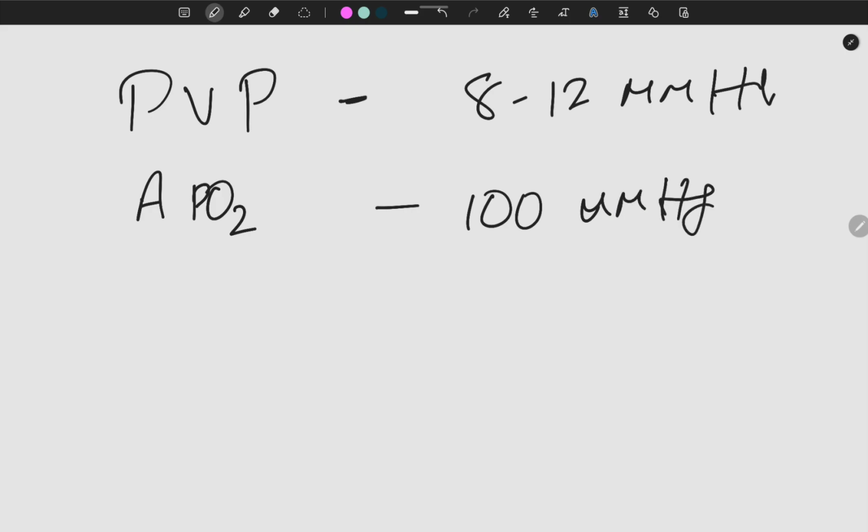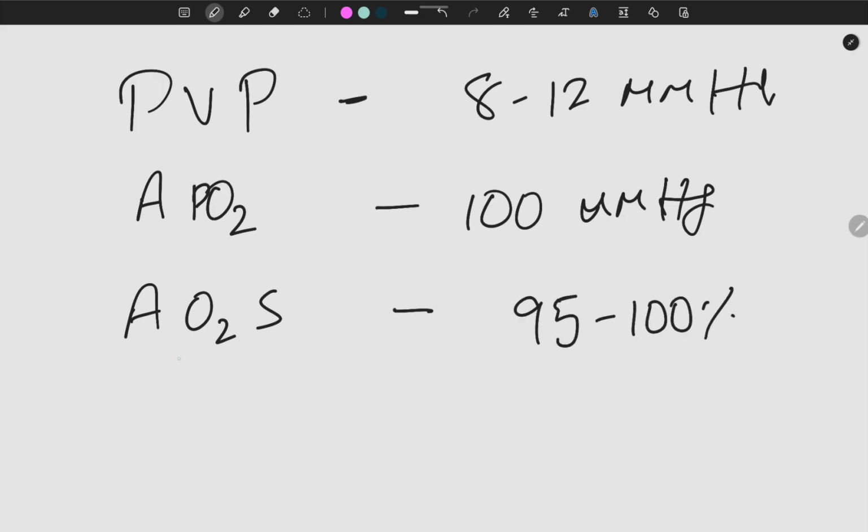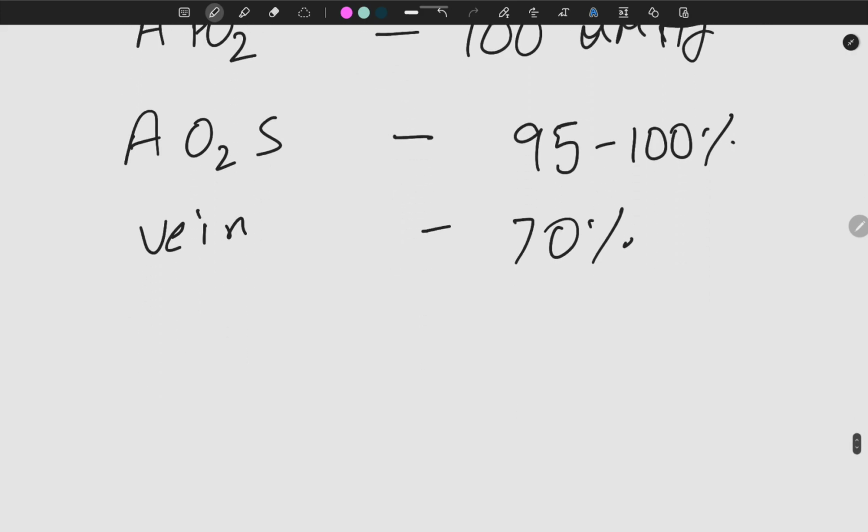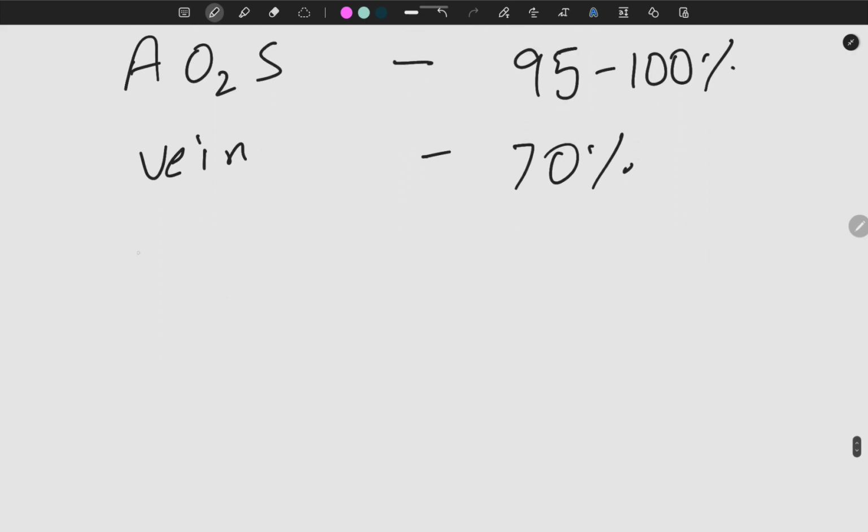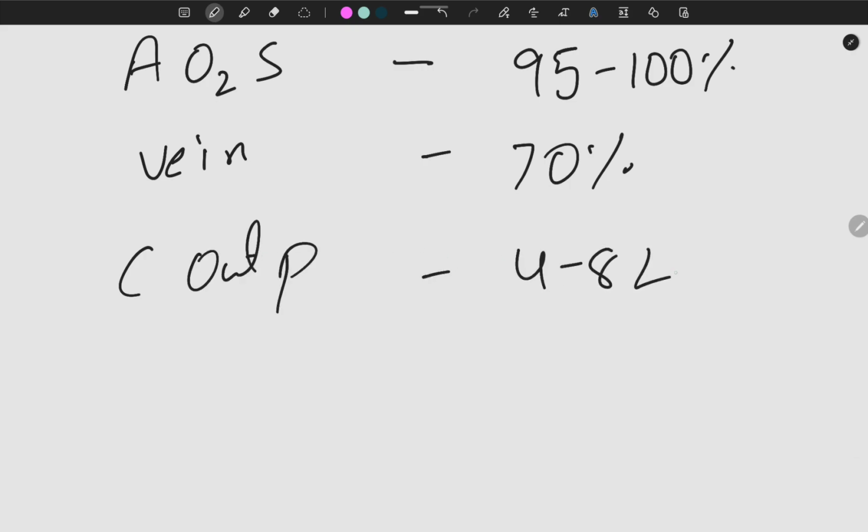So the next one is arterial oxygen saturation, that is about 95 to 100%, and in the veins, 70% of oxygen saturation will be present. And the next one is the cardiac output, which is 4 to 8 liters. Okay, 4 to 8 liters is the normal cardiac output.